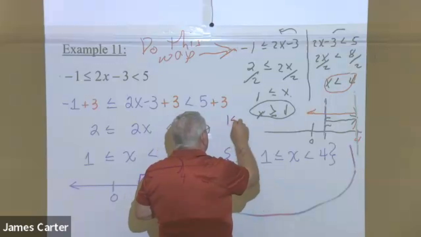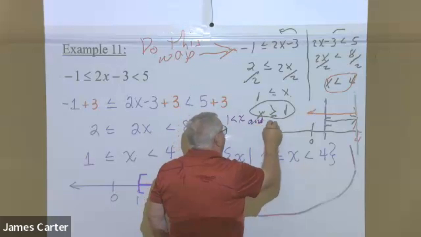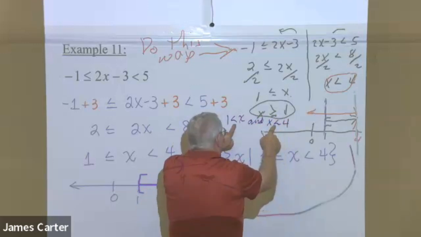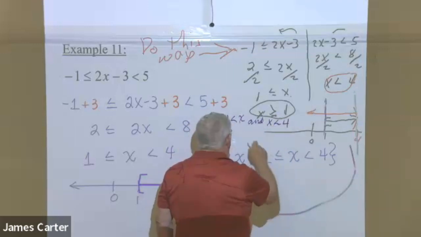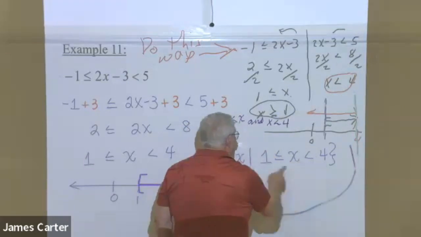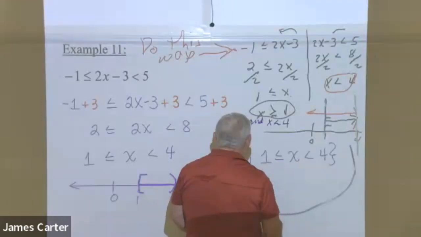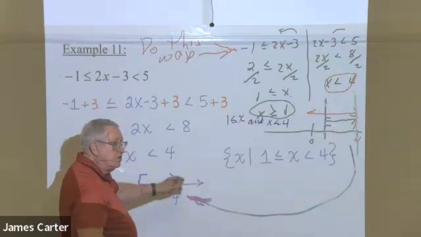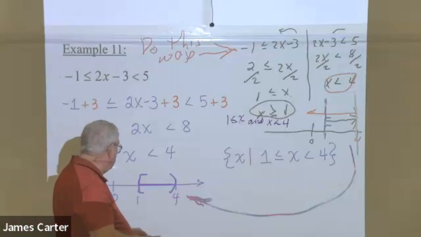1 is less than x, and x is less than 4. Notice my symbols are going the same direction. So 1 is less than or equal to x, is less than or equal to 4. This is a compound statement. When you see this, your graph will always look like that, except maybe parentheses on both ends. It may be brackets on both ends, depending.